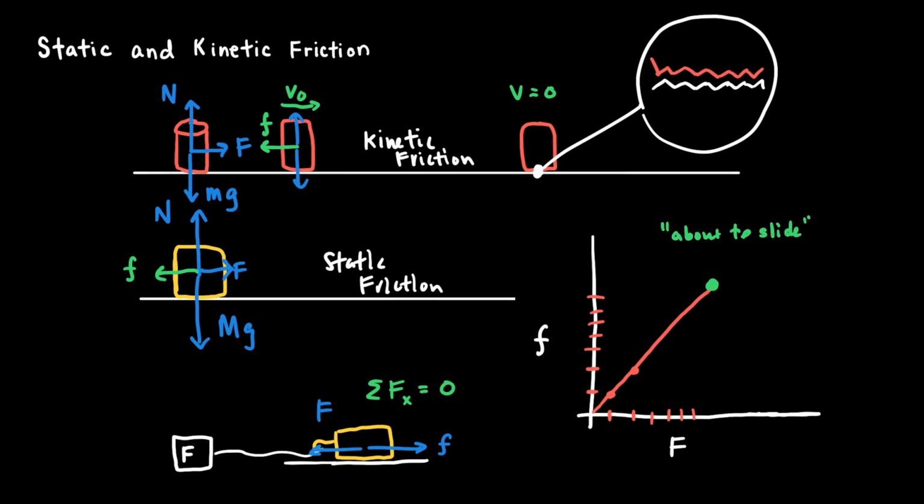And what you would observe is if you continue to pull with any greater force, the object will start to slide and the graph will look like this. It will drop down and then remain at a constant value no matter how hard you pull on that force probe.